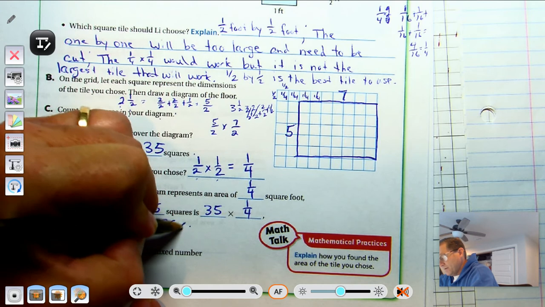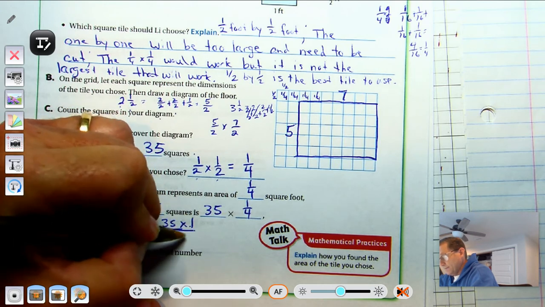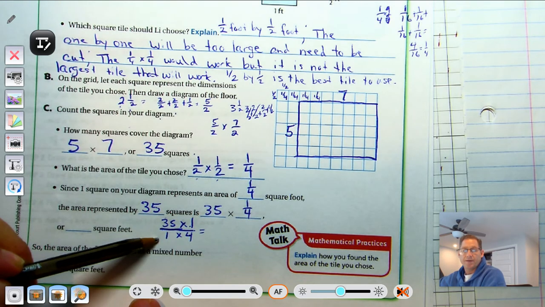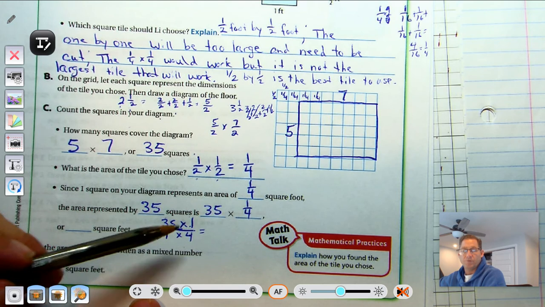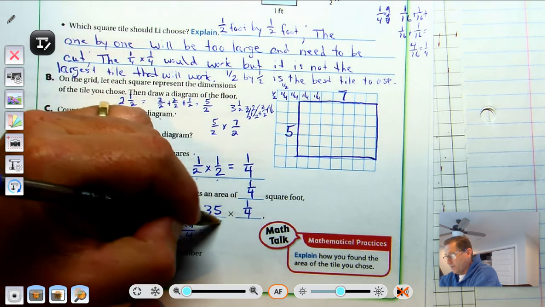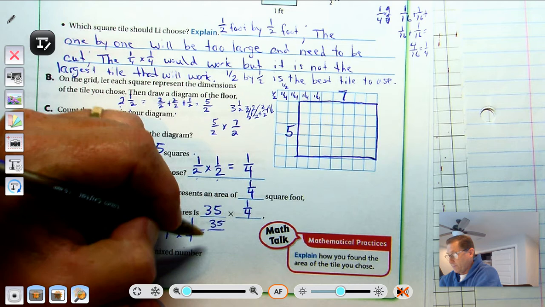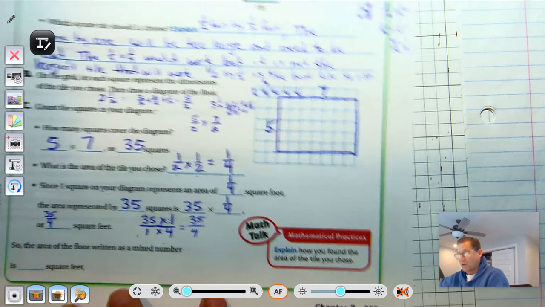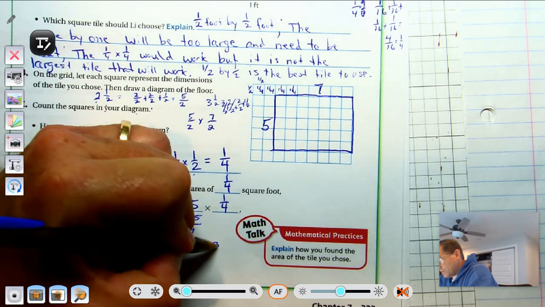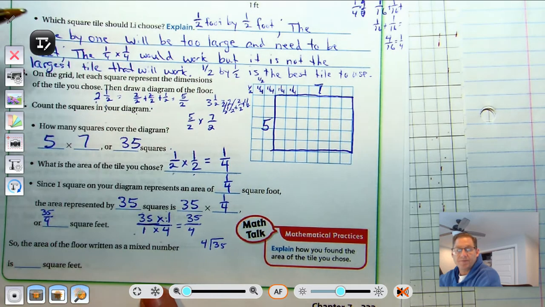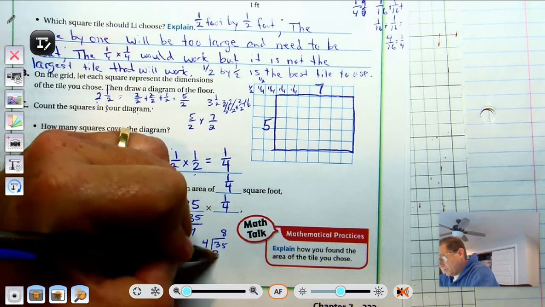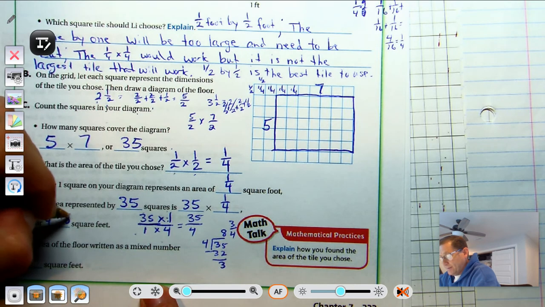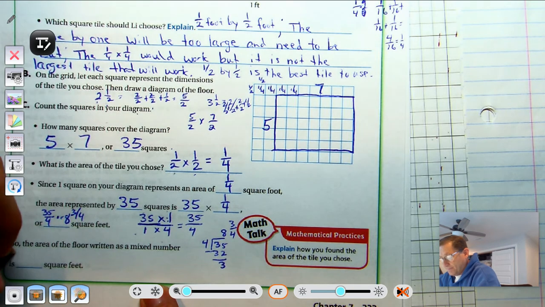35 times 1/4. We can rewrite 35 as 35 over 1, and 1/4 would just be written 1/4. Multiply the numerators, we get 35, and the denominators, 1 times 4 is 4. So we'd get 35/4 square feet. Or we can change it into a mixed number by dividing 35 by 4. And 4 times 8 is 32. Subtract, we get 3. So 8 and 3/4 square feet.